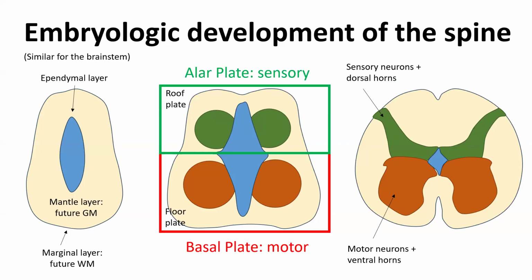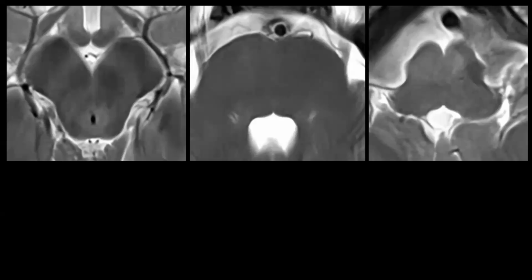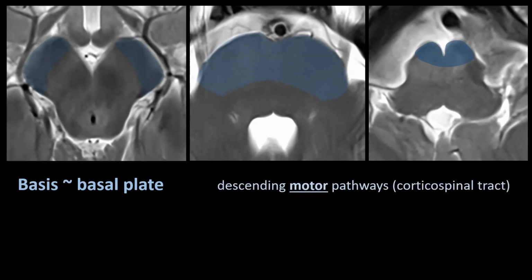And in the brainstem, this functional division is quite similar. If we look at these axial T2-weighted slices, we have the basis of the brainstem located anteriorly, which is basically the equivalent of the embryological basal plate, and it contains the descending motor pathways, for instance, the most important one being the corticospinal tract.